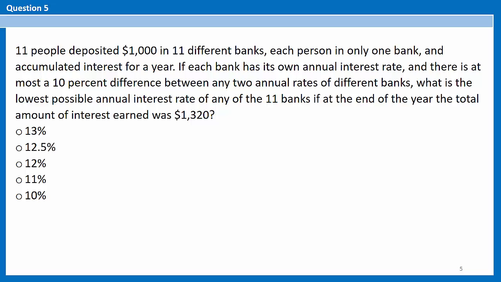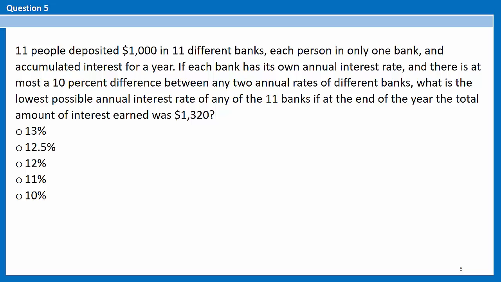11 people deposited $1,000 in 11 different banks, each person in only one bank, and accumulated interest for a year. If each bank had its own annual interest rate, and there is at most a 10% difference between any two annual rates of different banks, what is the lowest possible annual interest rate of any of the 11 banks if at the end of the year the total amount of interest earned was $1,320?